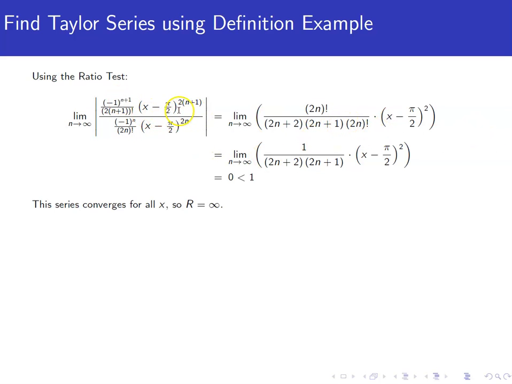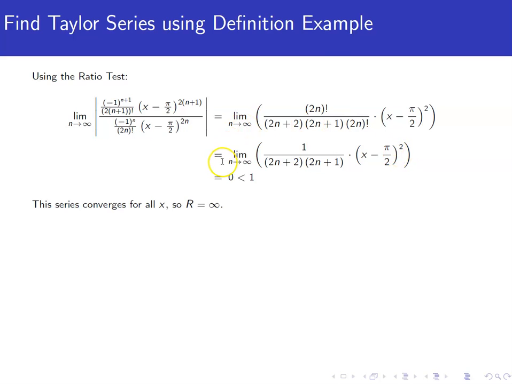x minus pi over 2 to the 2n plus 2 is what you get here when you distribute. So you'll have 2n plus 2 and a 2n as our exponents. When we subtract, we'll just get 2. So we'll get an x minus pi over 2 squared there. Notice that the (2n) factorials cancel each other out, so we get the limit as n goes to infinity of 1 over 2n plus 2 times 2n plus 1 times the quantity x minus pi over 2 squared.